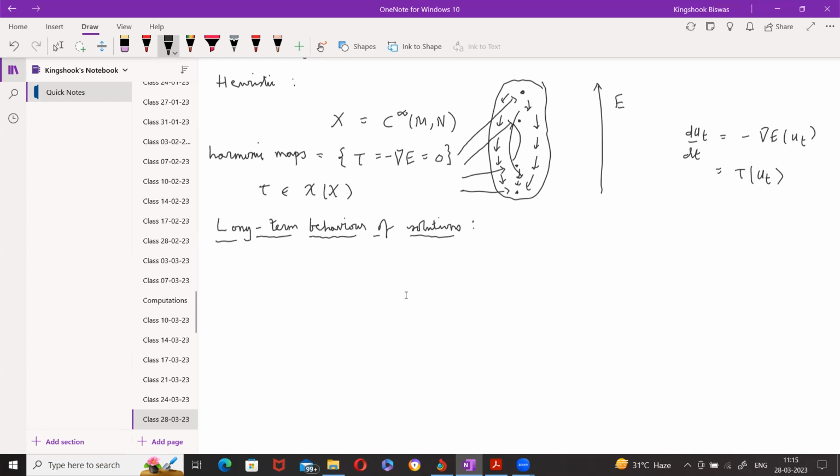So for that, we're going to assume the following. This is a key assumption. We'll work throughout with the following assumption, that N, the target manifold, has non-positive sectional curvature. This is a very important assumption.